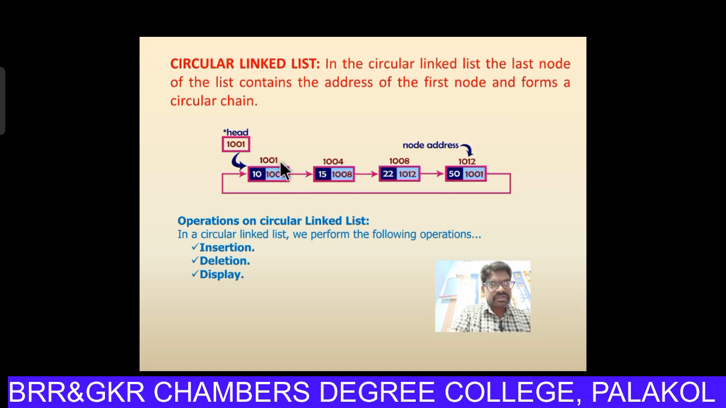Observe this, 1001 is the first node address. Here we are maintaining the 1001. That means the first node address is stored in the last node of the linked list. We have to maintain the circular manner. So this is the circular linked list. In the circular linked list, the last node of the list contains the address of the first node and forms a circular chain. So what are the operations of the circular linked list? One is insertion, deletion, and display.